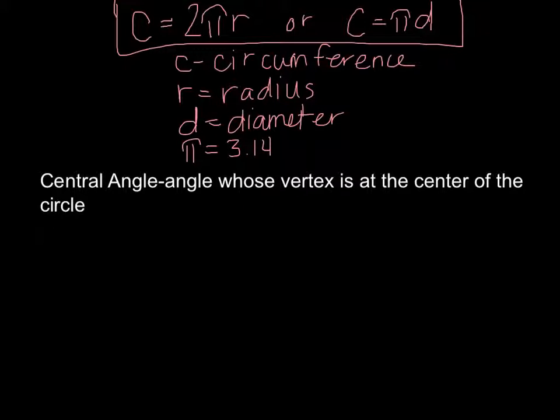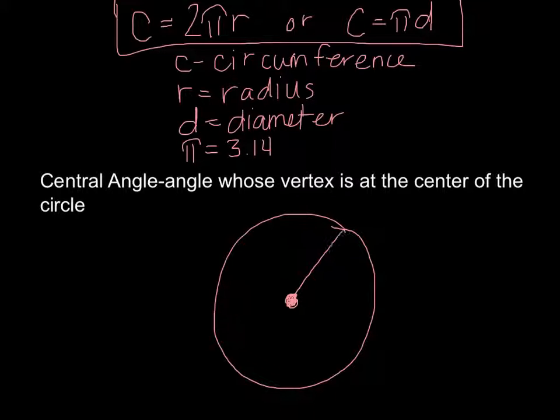Then we have a central angle, and it's an angle whose vertex is at the center of the circle. So let's say we have our circle here. We have our center here. Maybe if I draw it bigger, it'll look like it's more in the center. And then we have an angle that goes out to the edge of our circle. This is point A, point B, point C. Then we would say angle ABC.